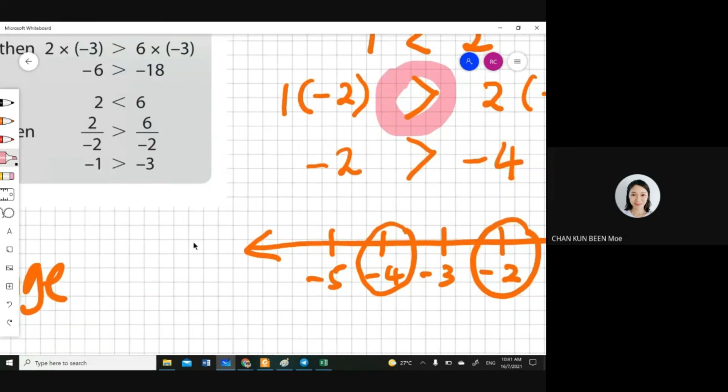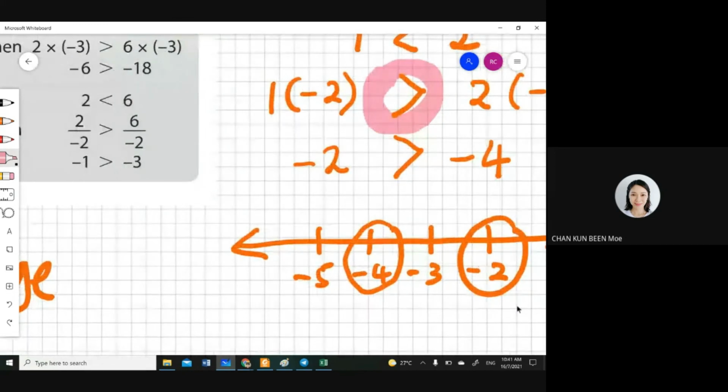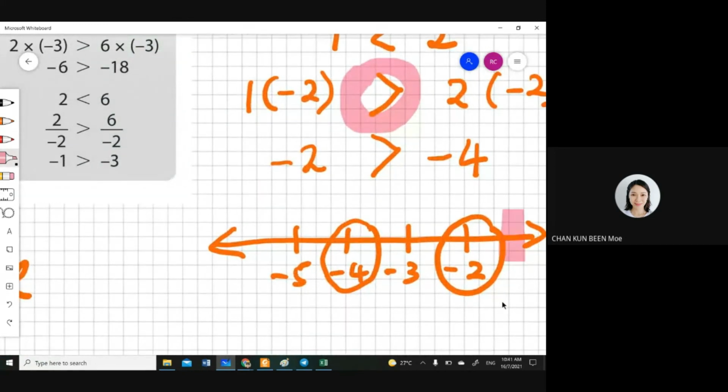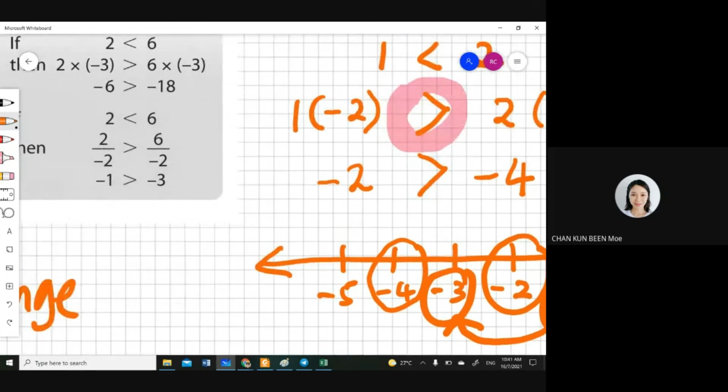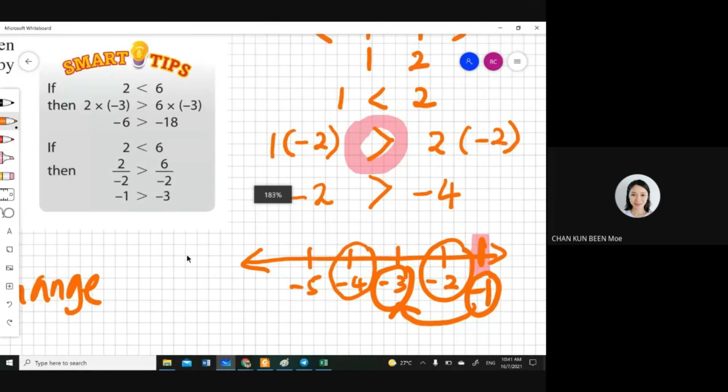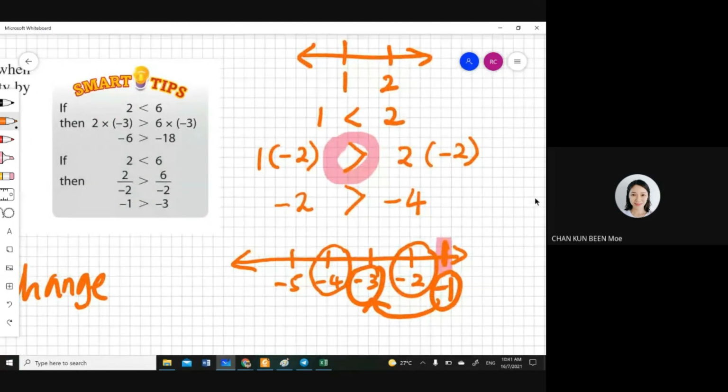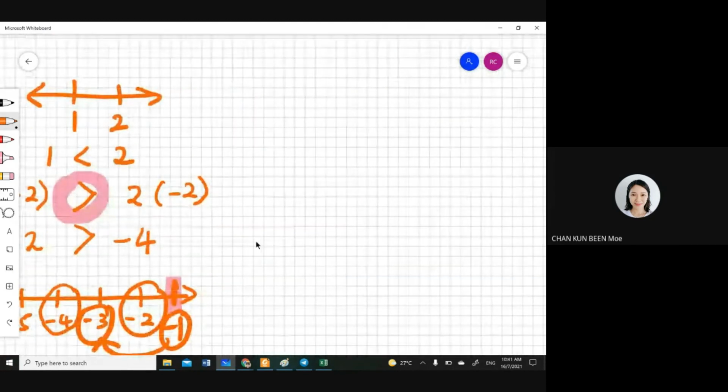So you can see the number line that I have over here. Negative 1 is here. So negative 1, when you compare with negative 3, negative 1 is greater than negative 3. That's why this is correct already. Okay, once you divide by a negative number, you change the sign. I'll give you another example for division. Just now is multiplication. So simple answer.